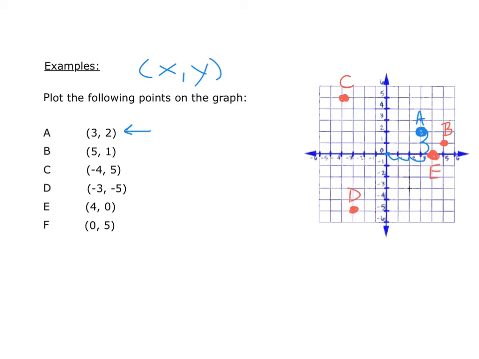And lastly, point F has 0 for the x, so that means 0 left or right, and that'll just be 5 up. So just go up the y-axis 5. If you haven't gone any left or right, just went straight up there, that'll be point F. Okay. Hopefully that all makes sense. Let's move on and try some more examples.